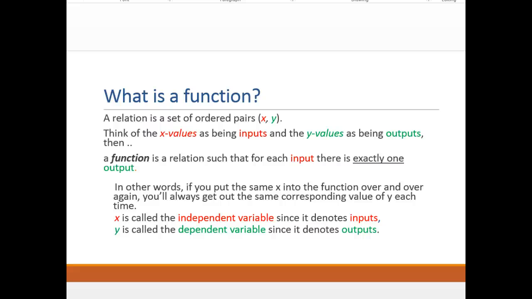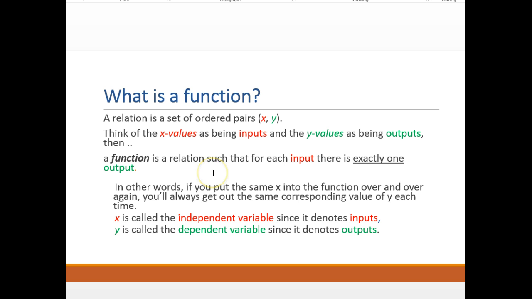So what is a function? If you remember from last section, we talked about ordered pairs, x comma y. If we think of the x values as being the input, and the y value as being the output, we plug in an x and get out a y. Then a function is basically a relation where for each input there's exactly one output.